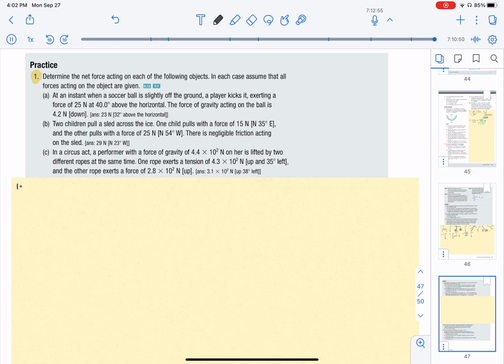Got 430. What's the real answer? I have 431. 430.9. I'm gonna stick with points. Okay. So your therefore statement would say therefore the tension of the ropes are 431 and 320.